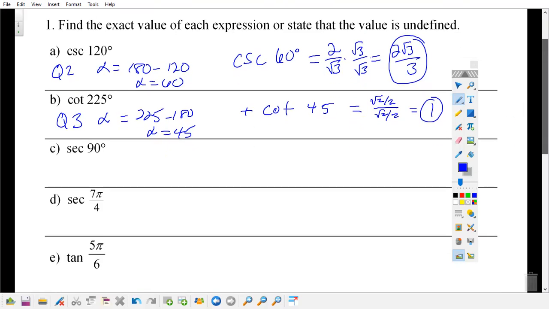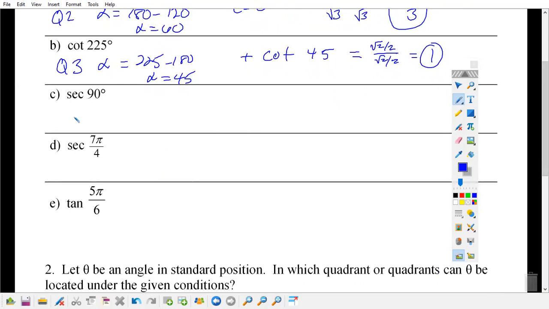Secant of 90. Where is 90? It's on the positive y-axis, right? Since it's on the positive y-axis, that means we're just using its ordered pair. And the ordered pair at 90 is what? 0 and 1. Agree?